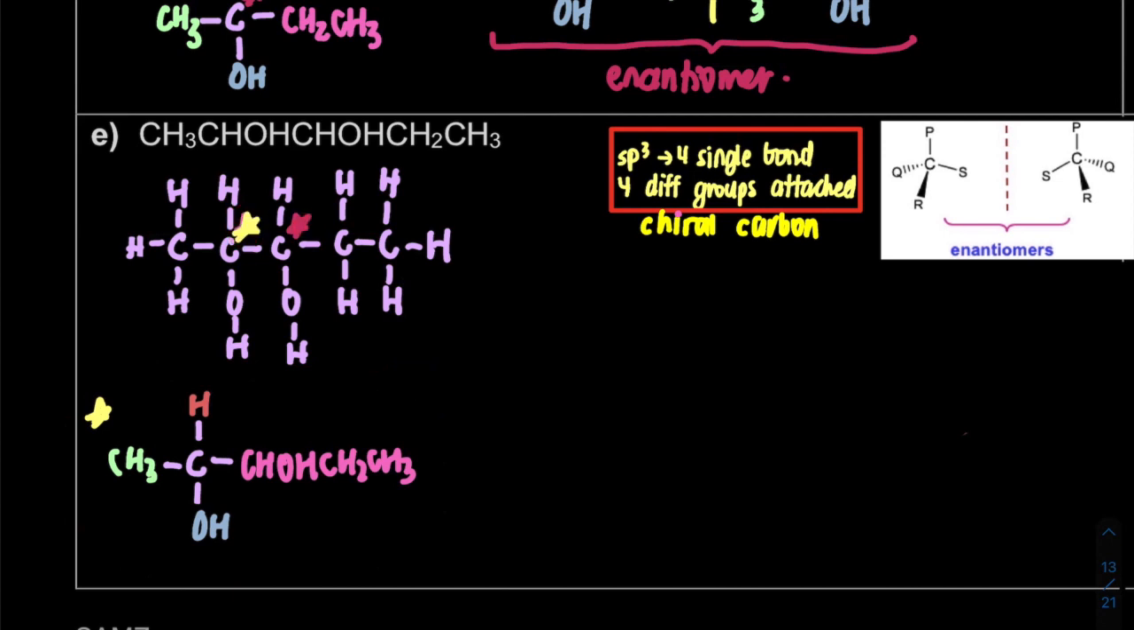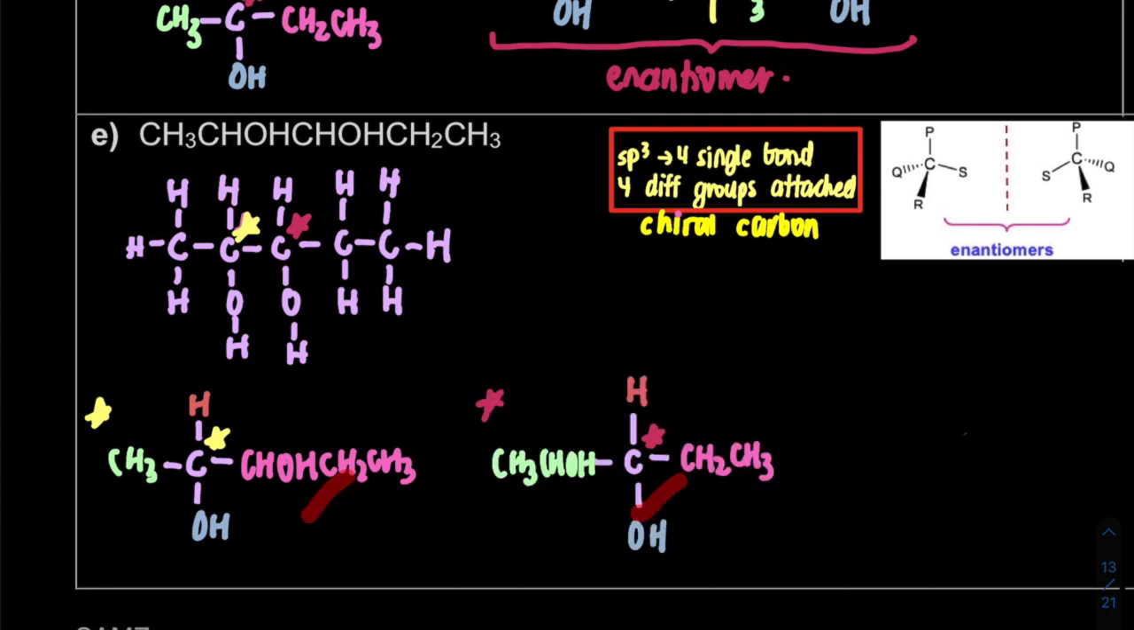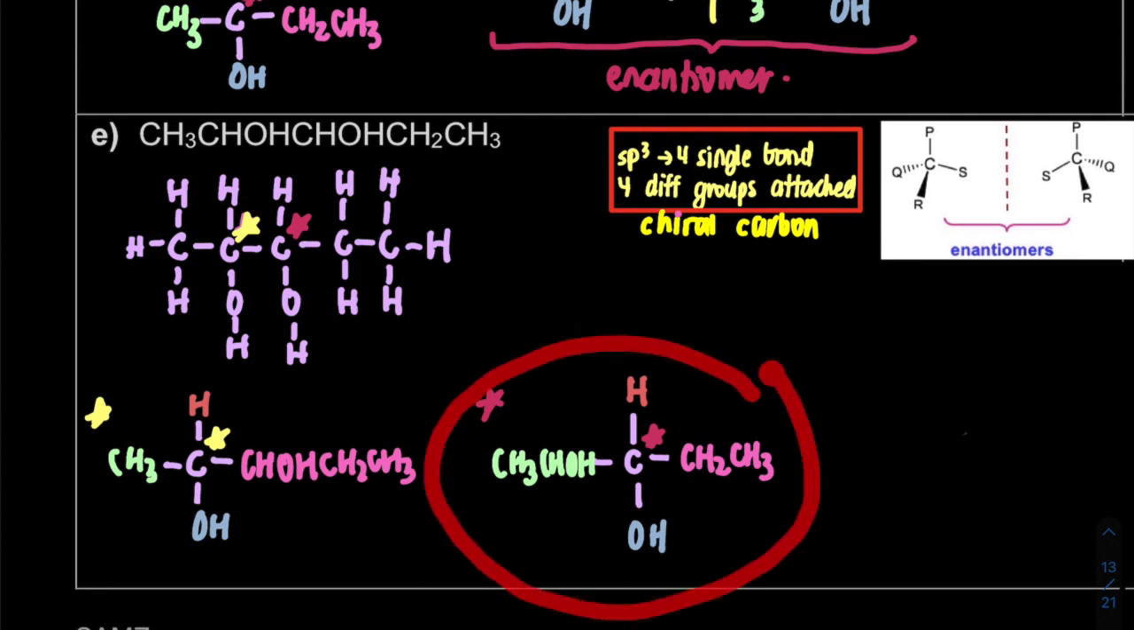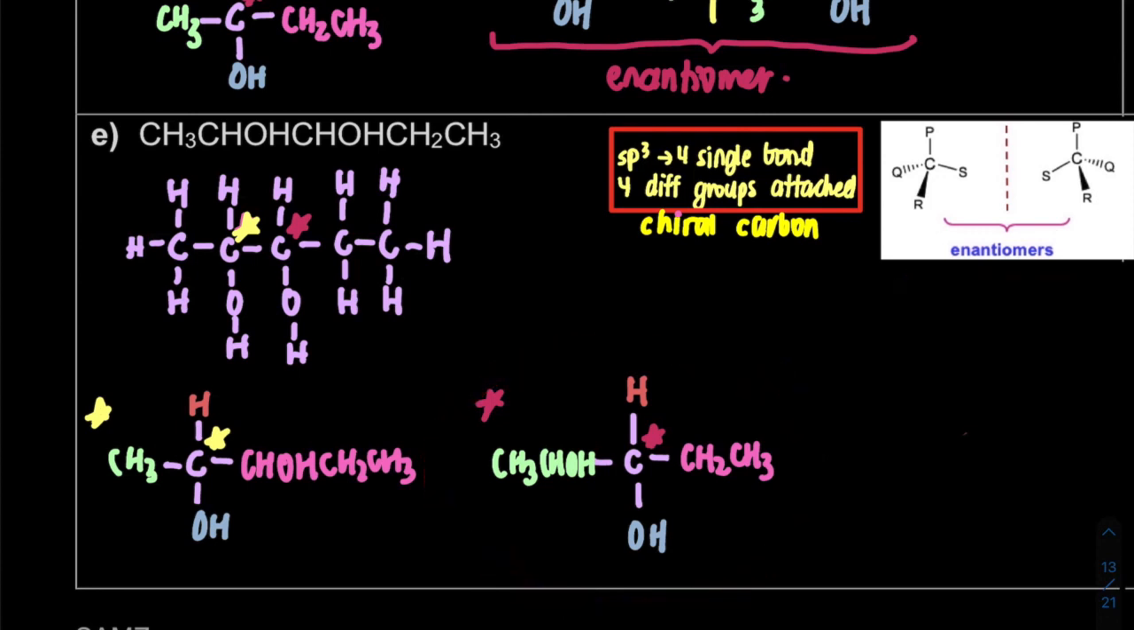How about the pink one? Oh, I forgot to label it with our star. Okay, the pink one. So let's draw it. For this case, we have 2 different chiral carbons. So just for this example, I'm going to draw: what if I make this one my enantiomer, or the optical isomer?